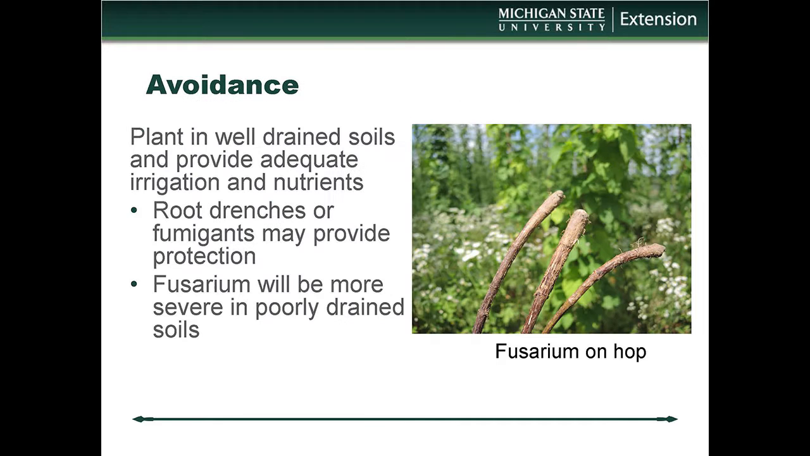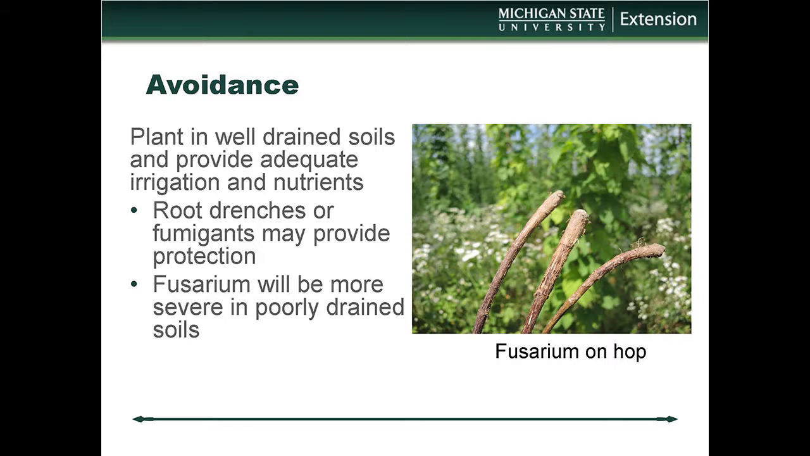Avoidance can include site selection. So planting in well-drained soils and providing adequate irrigation and nutrients is important. And that's really the idea of avoiding stressing the plant. So we see in Michigan when we plant on heavier ground or wetter ground, a number of issues arise.